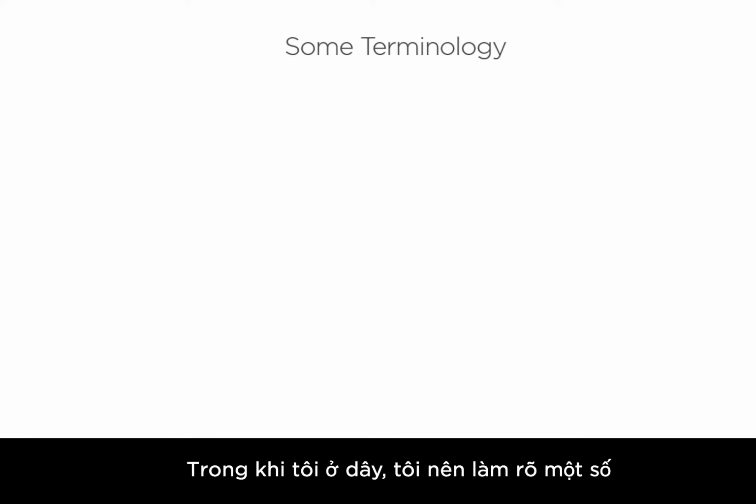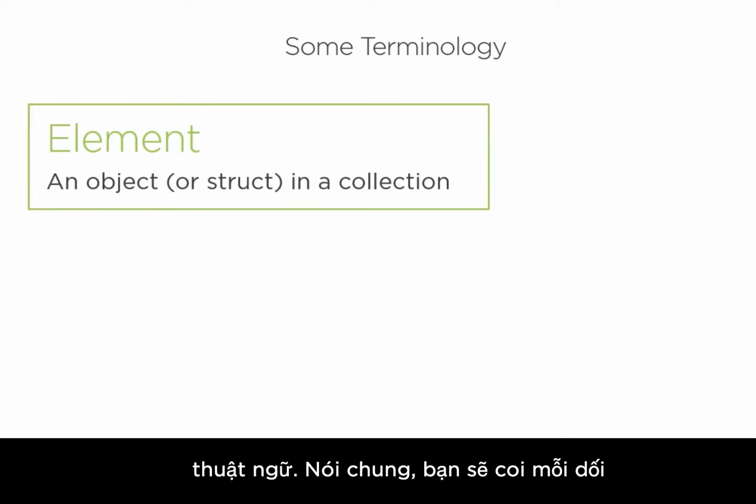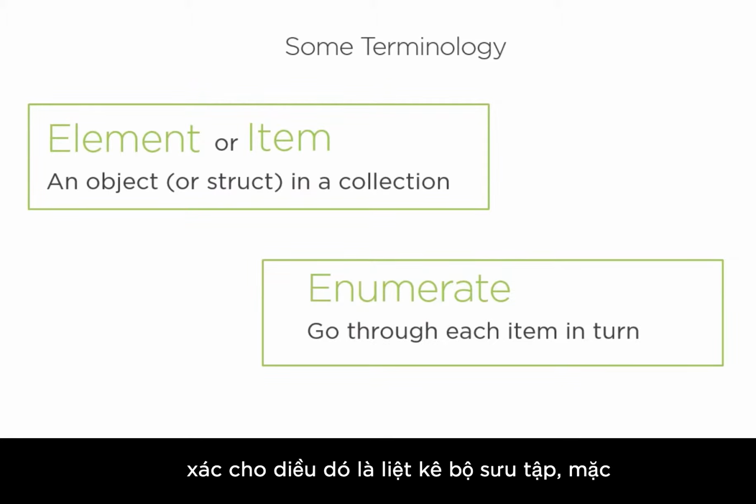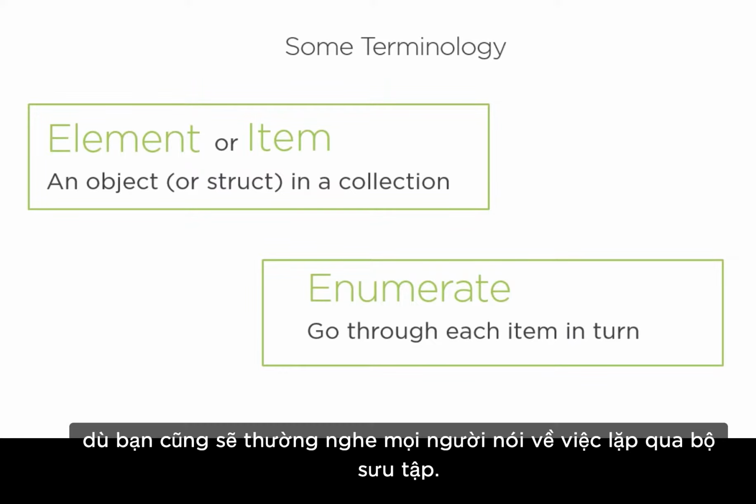While I'm here, I should clarify some terminology. You'll generally refer to each object in the collection as either an element of the collection or, more informally, as an item in the collection. Personally, I prefer to call them items, but I'll use both terms interchangeably in this course, so you get used to hearing them both. And the thing we did in the for each loop, of going through every element in the collection in turn, the correct terminology for that is enumerating the collection. Although you'll often also hear people talk of iterating through the collection.